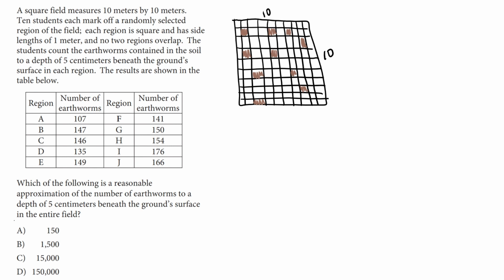If we're considering the entire field, then we need to consider the total area of this field and then take the average of our number of earthworms per region. So let's start with the average. On average, each student found how many earthworms? We're going to add up all of these values and divide by 10. In total, 1,471 earthworms were found. So we're going to divide that by 10 to find our average, which is 147.1. So on average, there's 147.1 earthworms approximately 5 centimeters below the ground in each region.